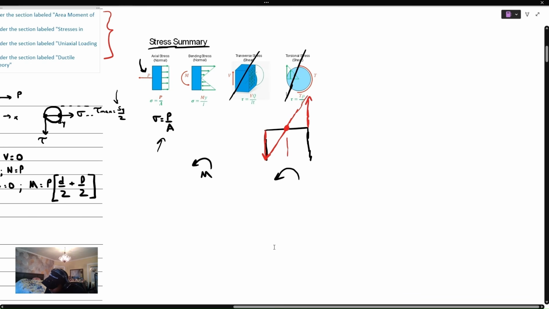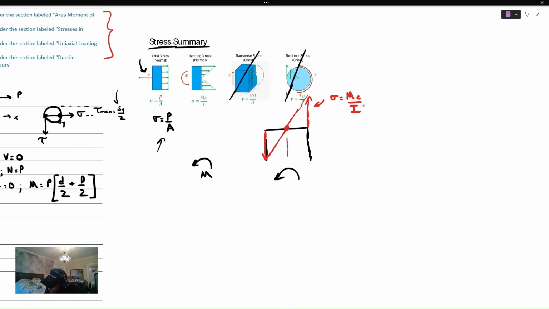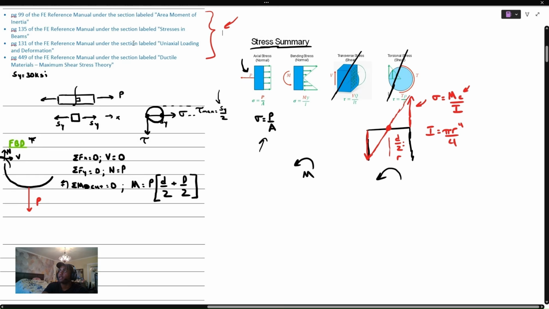The magnitude of this maximum tensile stress due to bending, sigma, is equal to Mc over I, where c is the distance from the neutral axis or the centroid of that cross section to the outer fibers. So that is this lowercase d divided by 2, or we could just define that as a lowercase r, the radial distance. And the moment of inertia for a circular cross section is just equal to pi r to the 4th over 4. After we finish solving the problem, we're going to go through where you can find this information in the reference manual. You can see I have a list here of where you can find some of this information, page numbers and section headings.